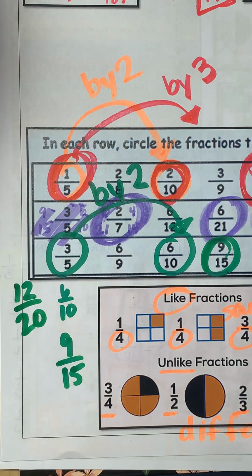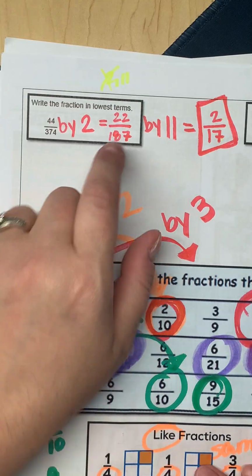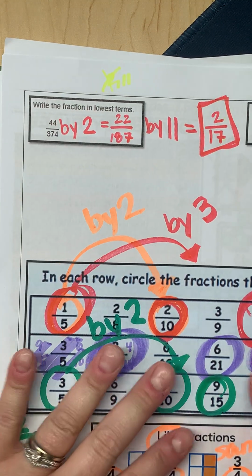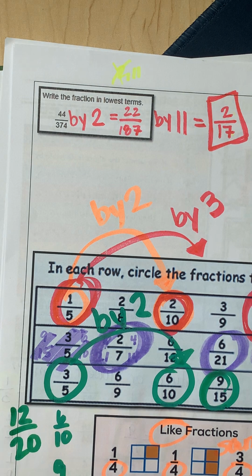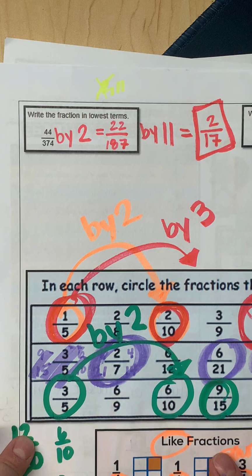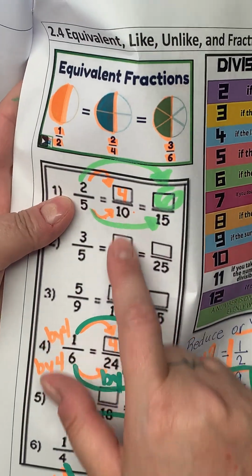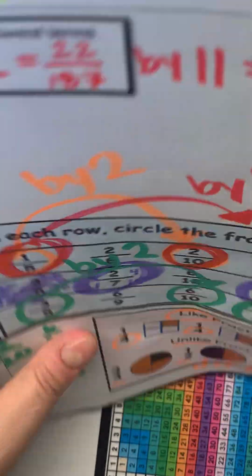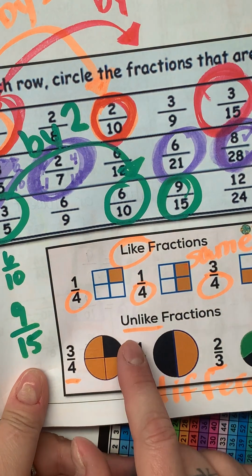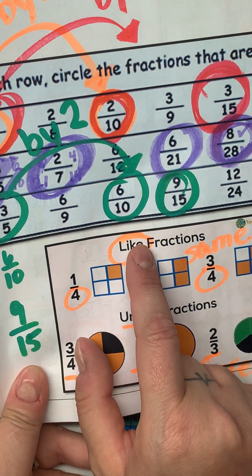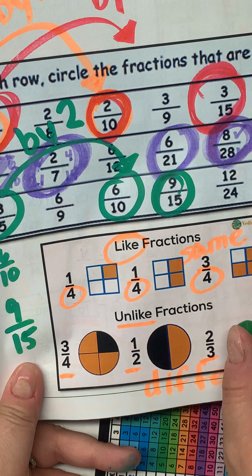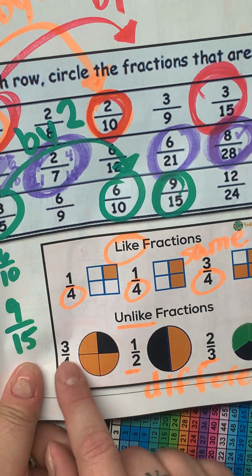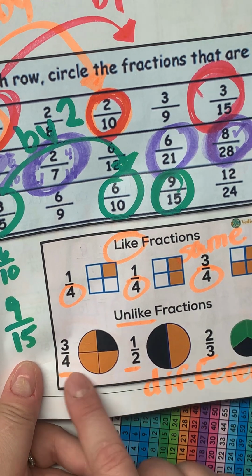Okay, so again, equivalent fractions mean that the fractions are equal to each other. They came from the same numbers, only you have to multiply up or divide down to get equal fractions. Okay, and then again, at the very end, it says like and unlike fractions. Like fractions have the same bottom. Unlike fractions have bottoms that are different.